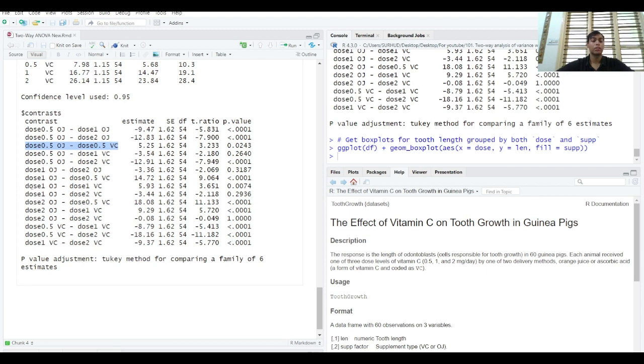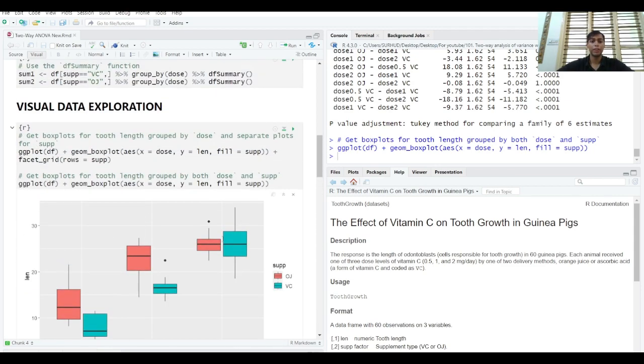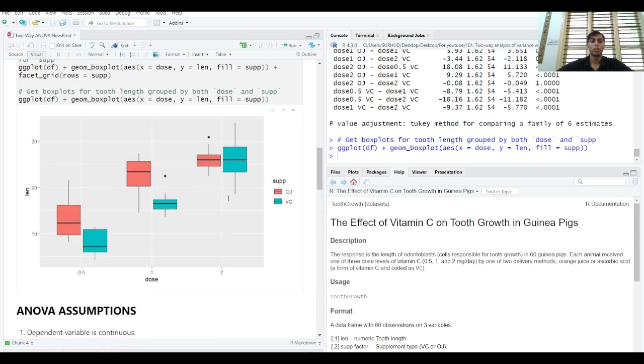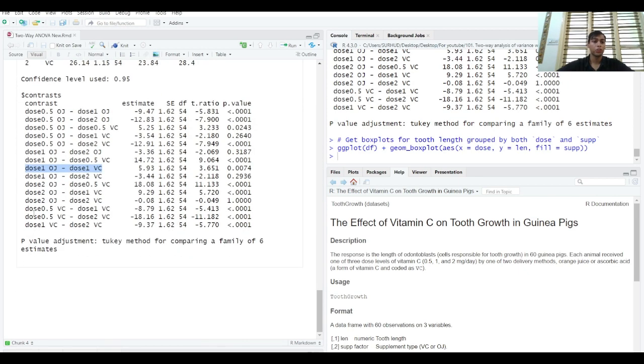What happens at 1 milligram per day? So this is the contrast we want to see. This is also statistically significant. The method of delivery also does matter here. But what about at 2 milligrams per day? We saw here that the medians are similar, in fact the same here. So does the method of delivery matter when we are giving 2 milligrams per day? We can check that with the help of this contrast.